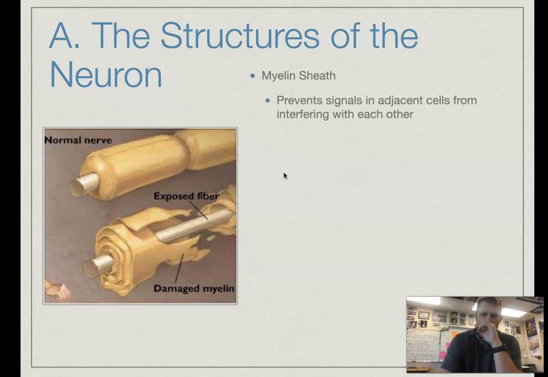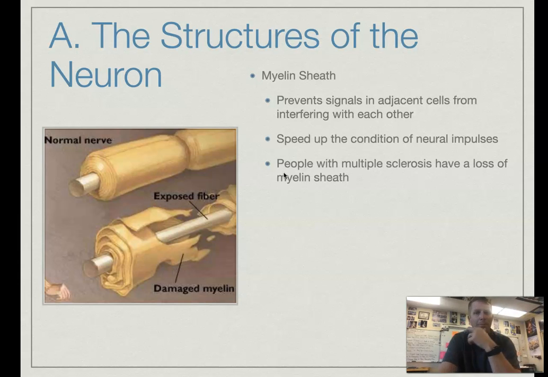So the myelin sheath prevents signals from adjacent cells from interfering with each other, so they don't arc or get cross-wired. It also speeds up the conduction of the neural impulses. People with multiple sclerosis have the loss of the myelin sheath, as pictured here in this picture, which is very similar to electricity. If you have insulated versus uninsulated wires, if you've ever wired anything, you'd learn about this, and maybe not.